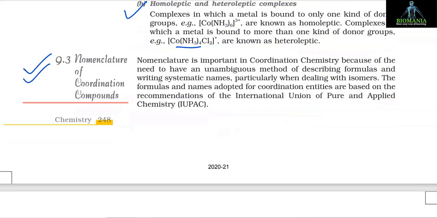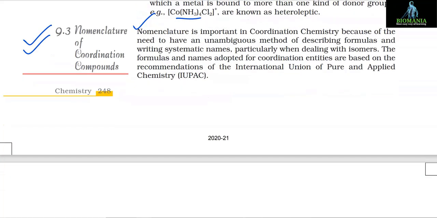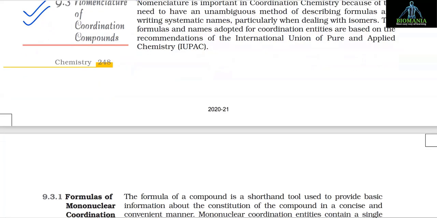9.3 Nomenclature of coordination compounds. Nomenclature is important in coordination chemistry because of the need to have an unambiguous method of describing formulas and writing systematic names, particularly when dealing with isomers. The formulas and names adopted for coordination entities are based on the recommendations of the International Union of Pure and Applied Chemistry, that is IUPAC.